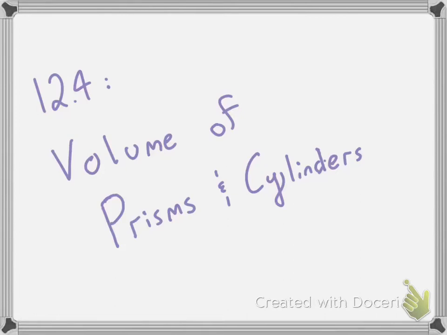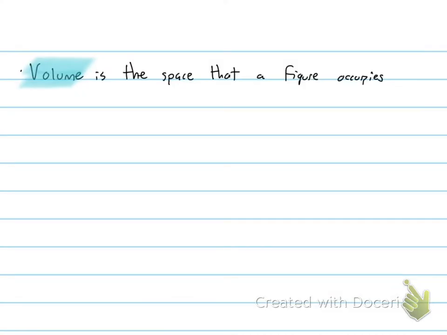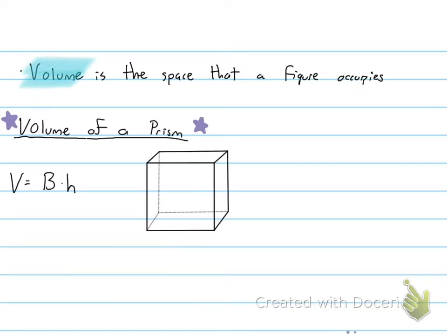In section 12.4, we're going to move on and start to talk about volume, and today we're going to talk about volume of prisms and cylinders. So the volume is the space that a figure occupies. This is a three-dimensional calculation. And the volume of a prism is the area of your base times your height. So remember that capital B represents the area of your base, and then height would be our third dimension measurement.